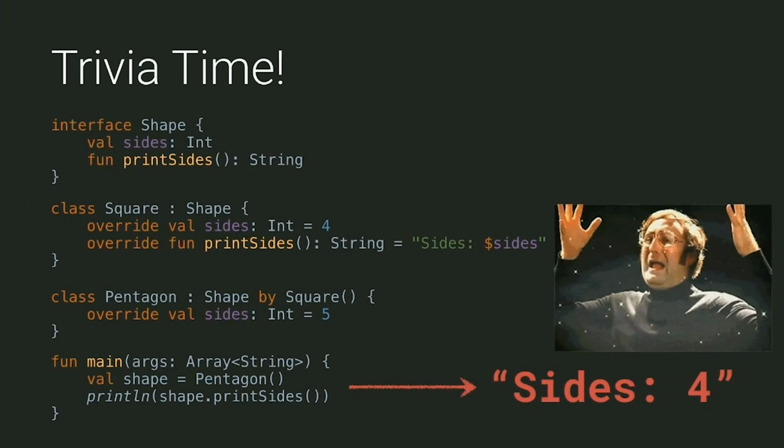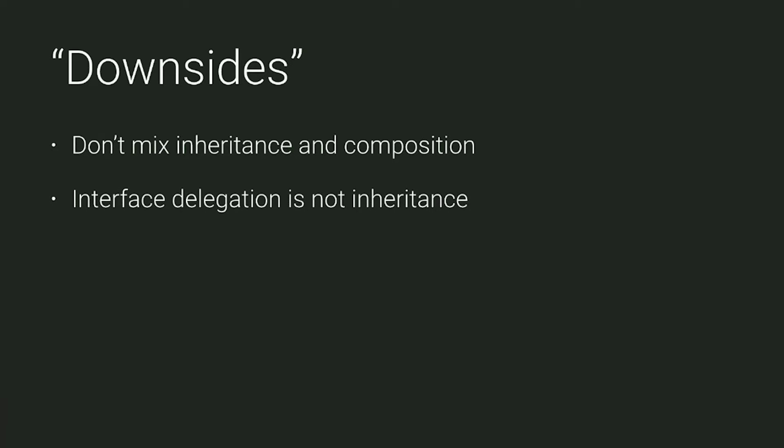Why is it 4 and not 5? Because, not really a downside, it's more like things to keep in mind. First of all, you should never mix inheritance and composition. These are two completely different things, and when you mix them, the results are dangerous. Interface delegation is not inheritance, it's composition. What does that mean? It means that overriding can be misleading. We are doing inheritance with the interface, so we are getting all the properties described inside the interface. But we are not doing inheritance of the implementation. We are doing composition of the implementation.